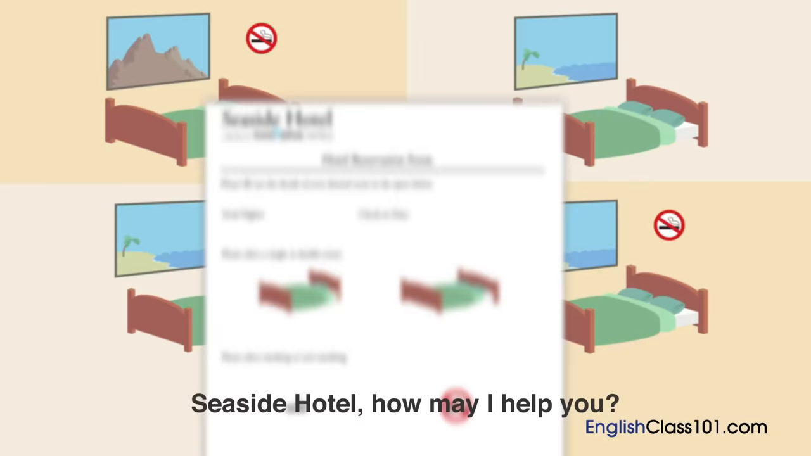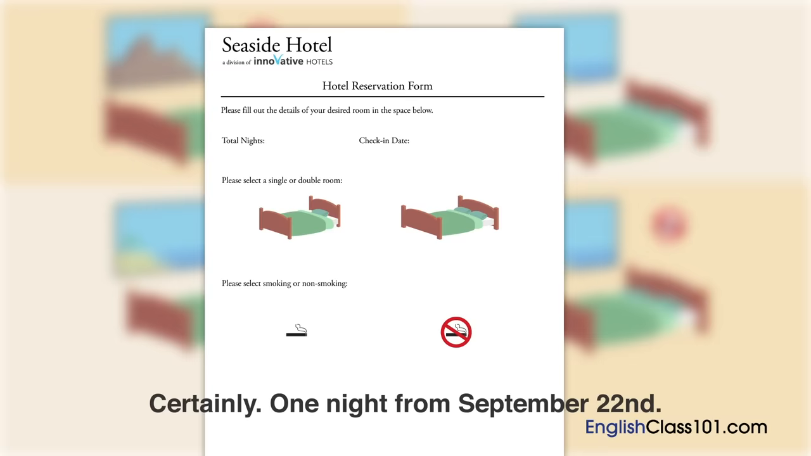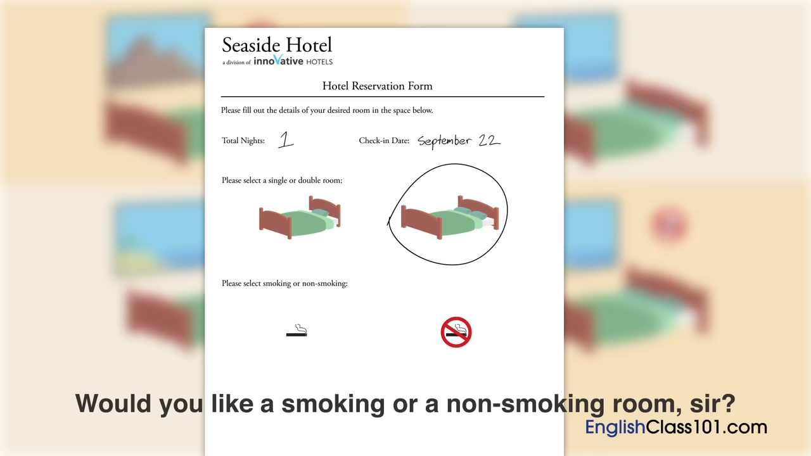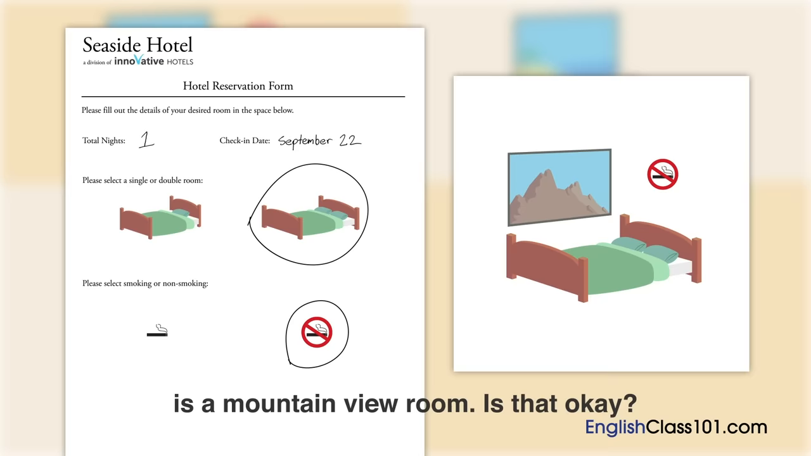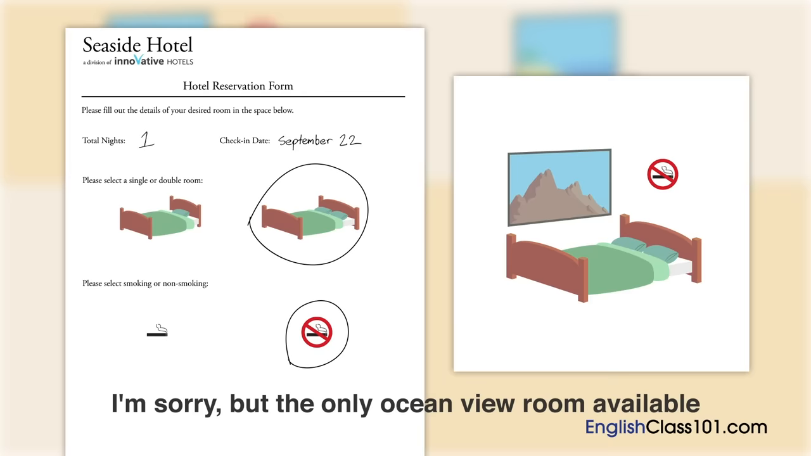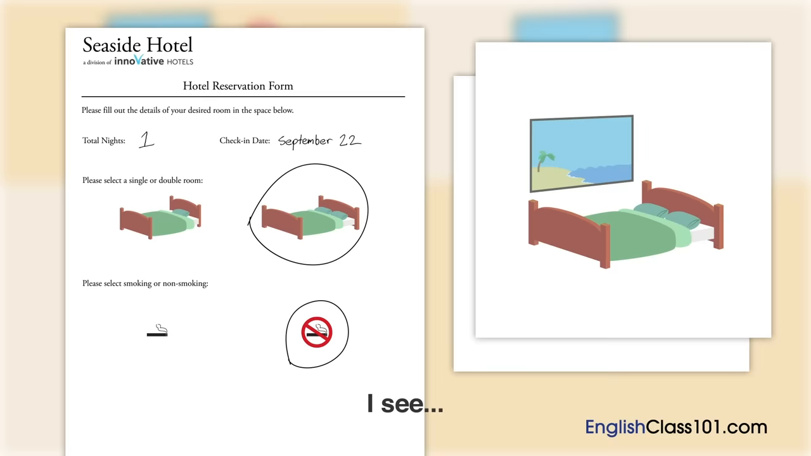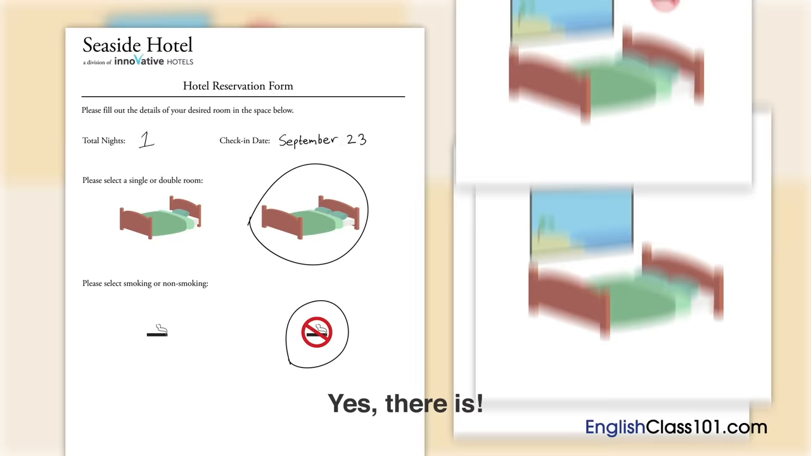Seaside Hotel, how may I help you? Hi, I'd like to stay for one night on September 22nd. Certainly. One night from September 22nd. How many people? Two. Would you like a smoking or a non-smoking room, sir? Non-smoking. The only non-smoking room available on that day is a mountain view room. Is that okay? Well, I was hoping for an ocean view room. I'm sorry, but the only ocean view room available on that day is a smoking room. I see. Is there a non-smoking ocean view room available on September 23rd? Yes, there is. Okay, we'll stay on September 23rd.